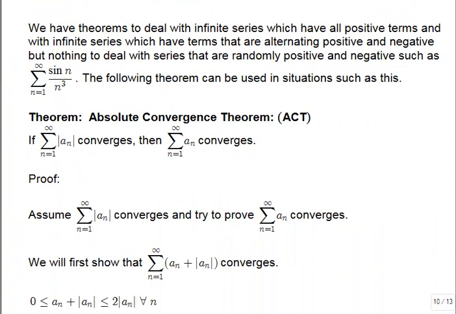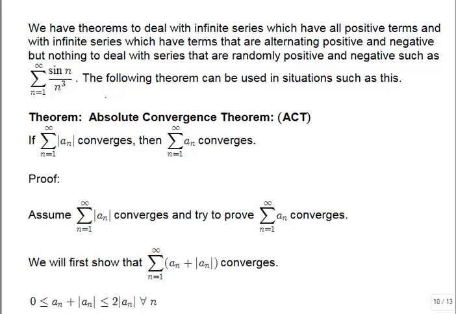Now we have theorems to deal with infinite series which have all positive terms, and with infinite series which have terms that are alternating positive and negative, but nothing to deal with series that are randomly positive and negative, such as sine of n over n cubed. This series, that sine of n, alternates back and forth between positive and negative, but not on a regular basis. It's not that the first one's positive, the second one's negative, the third one's positive, the fourth one's negative. It doesn't do that. It's positive for a while, then it switches to negative when you get to quadrant 3, and then back to positive again when you're back to quadrant 1, and so forth. So this is positive and negative, but not in a pattern.